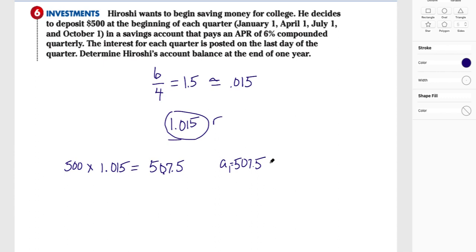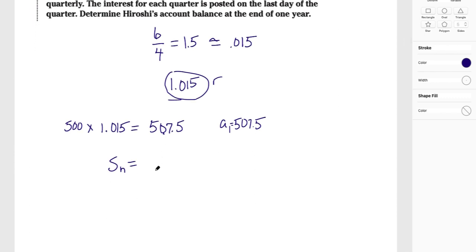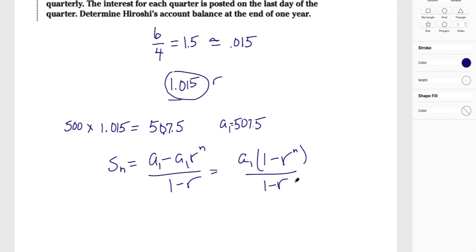So if we consider that, we can then recognize that we're going to be adding all that money together. We can look at this as a geometric series. You remember that formula? It was a sub 1 minus a sub 1 times r to the n power over 1 minus r. Another way of writing that, if we factor out the a sub 1, it will be a sub 1 times 1 minus r to the n power over 1 minus r. And so now we know what r is. R is going to be our 1.015.